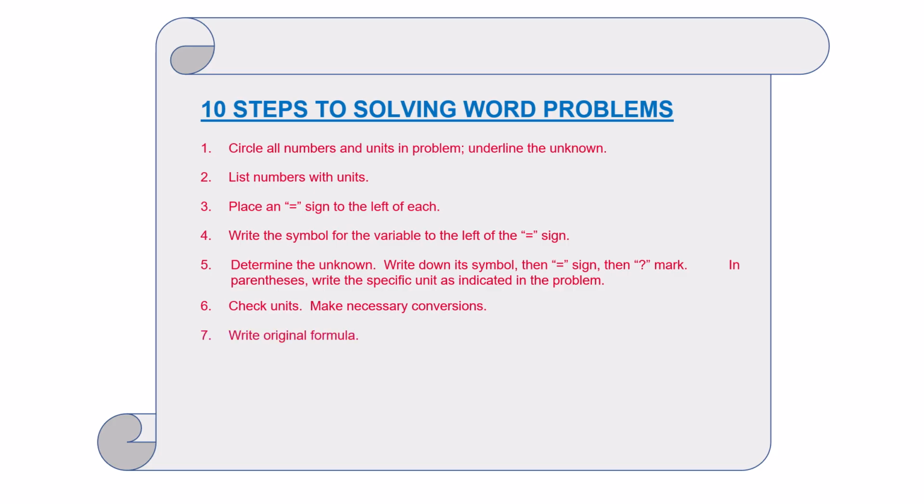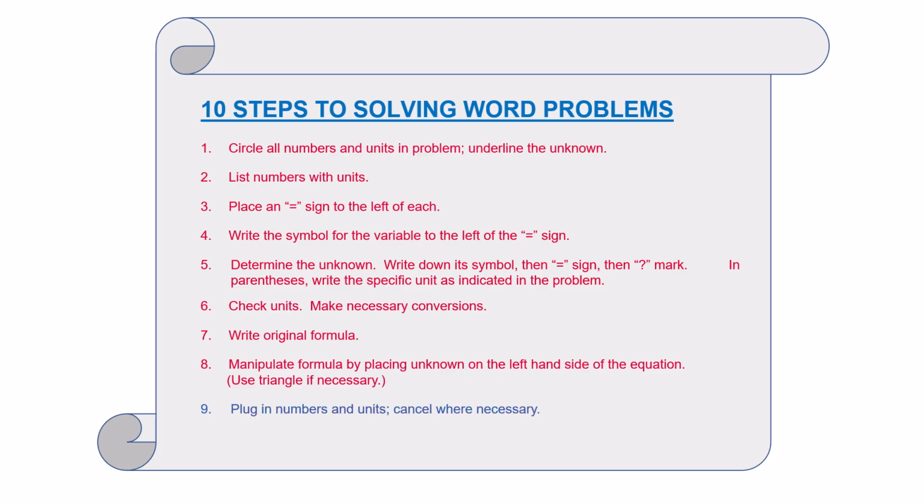Step 7. Write original formula. Step 8. Manipulate formula by placing unknown on the left-hand side of the equation. Use triangle if necessary. Step 9. Plug in numbers and units. Cancel where necessary. Step 10. Solve. Circle final answer.